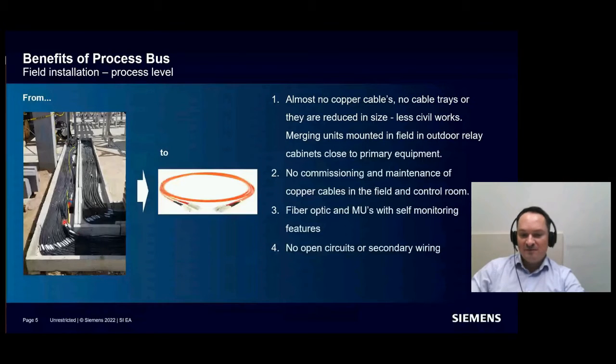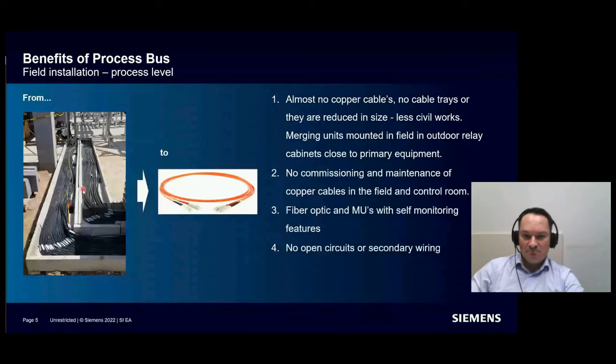As we almost do not have copper cables in the field anymore, we do not have to commission and maintain them. So we have additional cost savings. And of course, our substation becomes more reliable: for example, if a fiber optic cable is damaged, it will be noticed immediately by protection relays, switches or communication equipment. So I would say these are the main benefits of using process bus in the field.